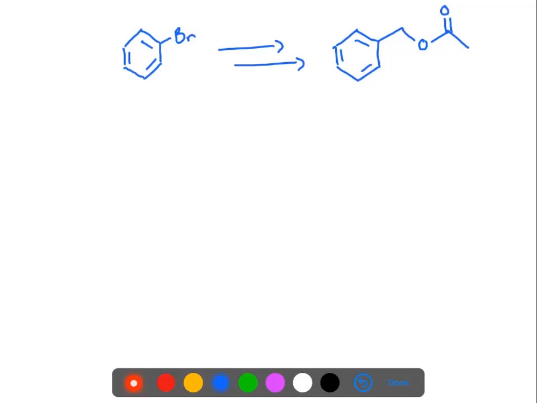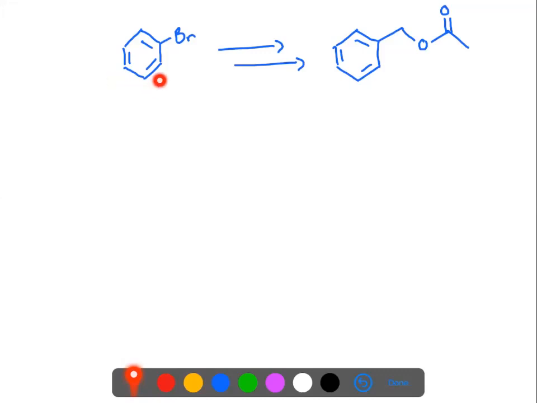Welcome back. Here's another synthesis example. In this example, we're going to start with bromobenzene, and what we're after at the end of the day is an ester. And so here, very clearly, we're going to have to increase the amount of carbon in our carbon skeleton.